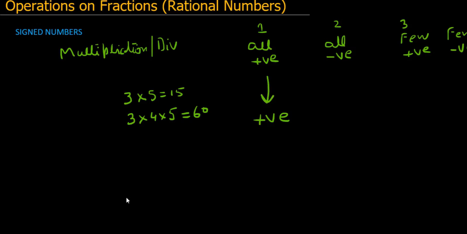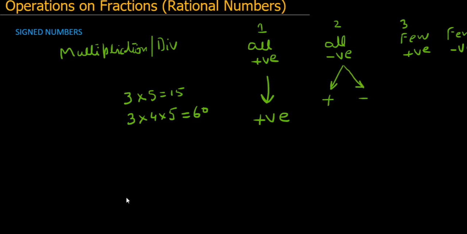All negative. You might expect that if all numbers are negative, the result would still be negative. But no, it's not. If all numbers are negative, the result could be positive and the result could also be negative.